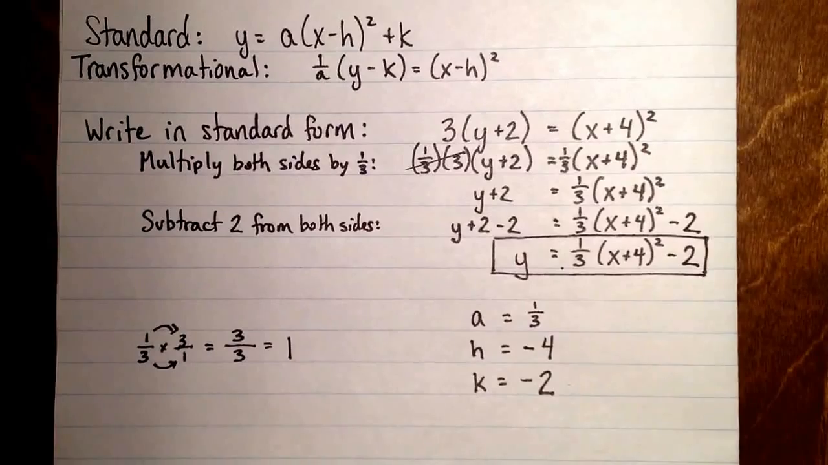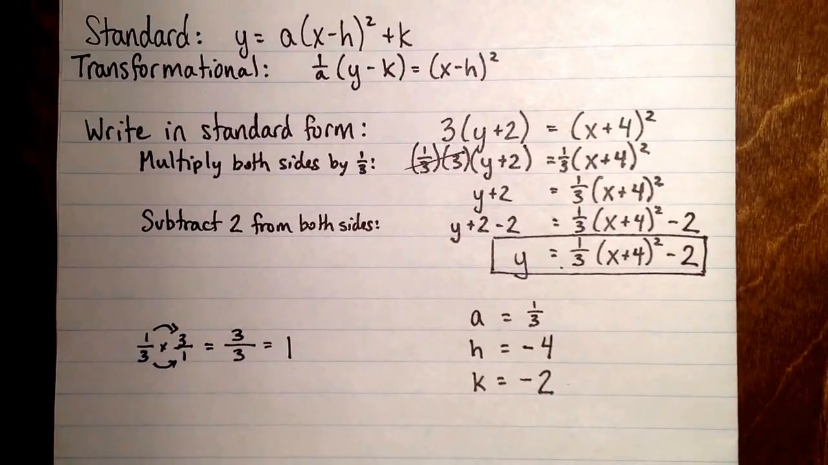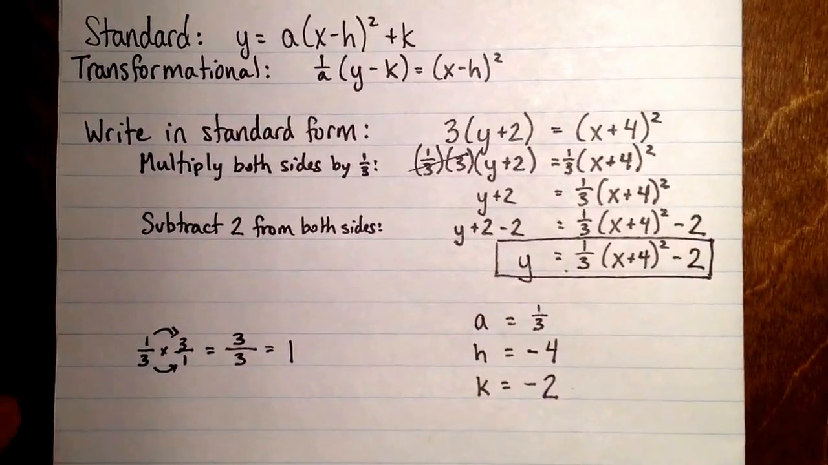Okay, so that's an example where we went from transformational to standard form. And then I'll just do one example where we go in the opposite direction.